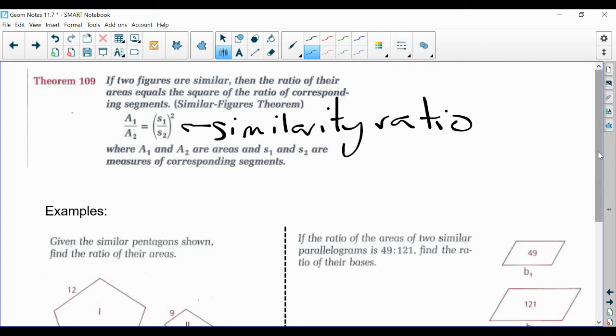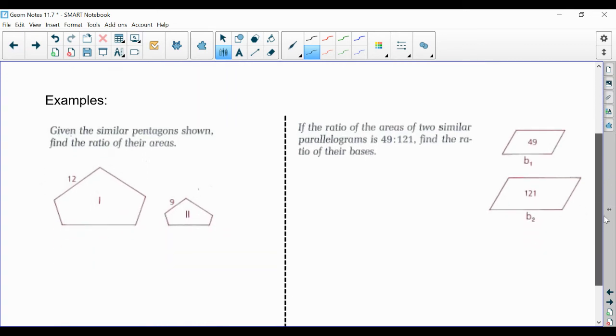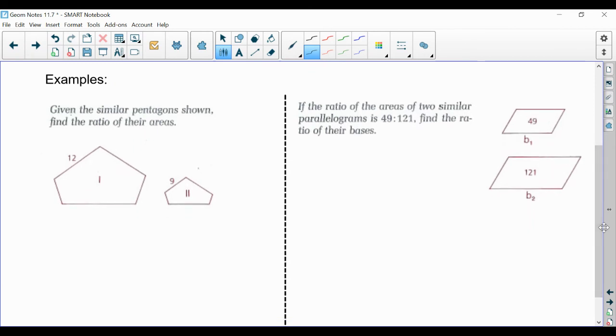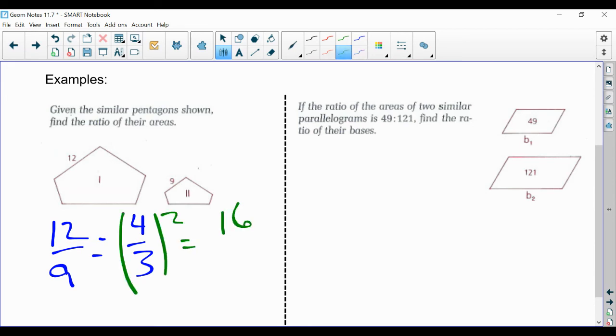Okay, so let's take a look at two examples here. The first one says, given the similar pentagons shown, find the ratio of their areas. Now, I have no idea how big either of the pentagons are, other than to say that one has to be bigger than the other because the corresponding sides are given as 12 and 9. So the ratio of the sides is 12 to 9, which is 4:3. And if I want to get to the ratio of the areas, I'm going to take this and square it and get 16 to 9. So that is the ratio of the corresponding areas.